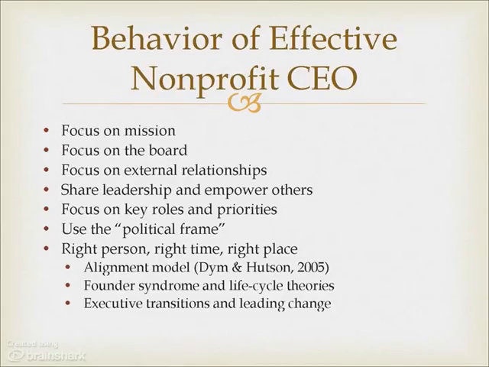So in summary, the behavior of the effective nonprofit CEO will be focusing on the mission, focusing on the board and external relationships, sharing the leadership with the board and empowering others, focusing on key roles and priorities, using a political frame, and having the right person in the right place at the right time. And this is where you review again the alignment model, the founder syndrome and life cycle theories, and the executive transitions and leading change.